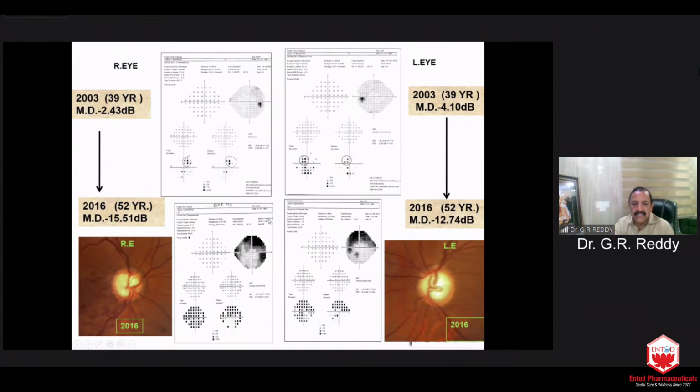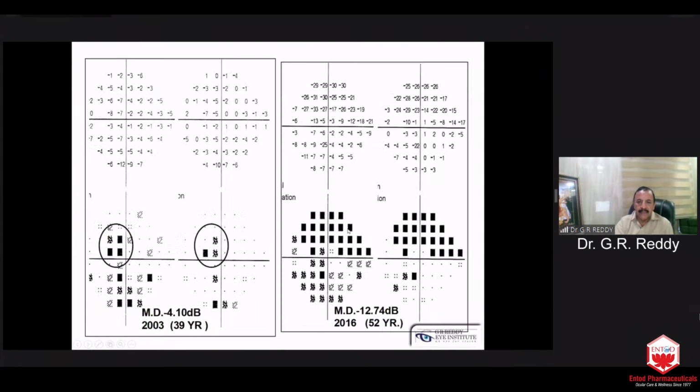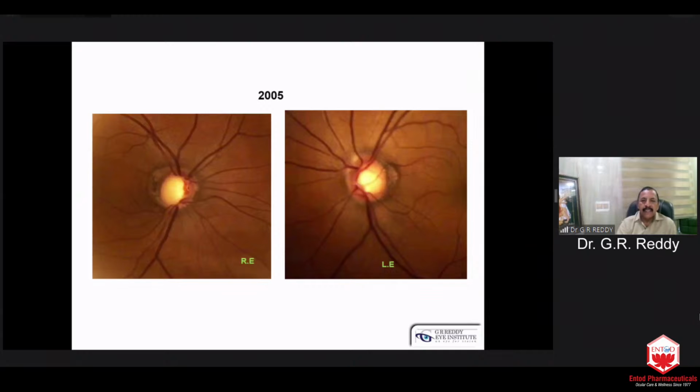And fortunately, it went outside and did not progress toward the fixation. That is why I told you, this almost started here and did not come to the center within 3 degrees. It is going away from the fixation. I saw this patient in 2005. Small discs.